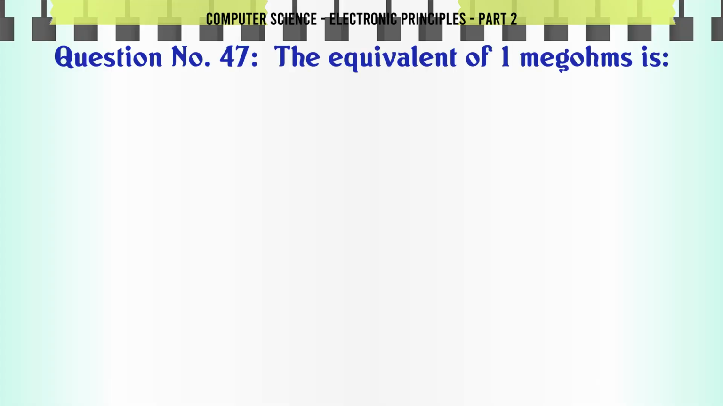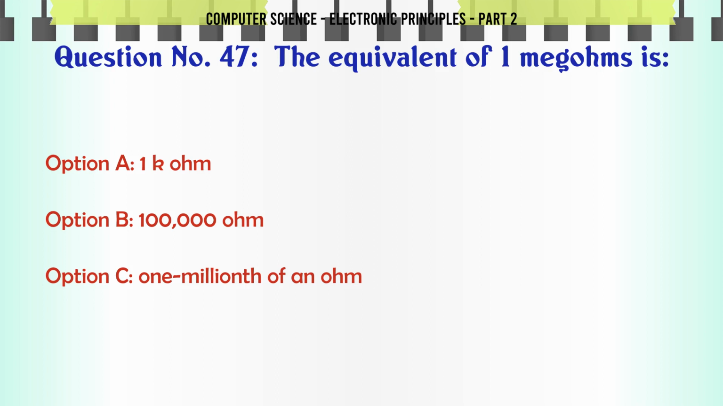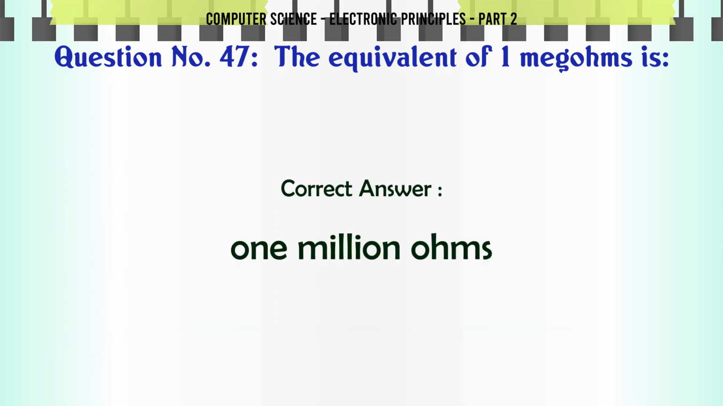The equivalent of 1 megohm is A. 1 k ohm, B. 100,000 ohm, C. 1 millionth of an ohm, D. 1 million ohms. The correct answer is 1 million ohms.